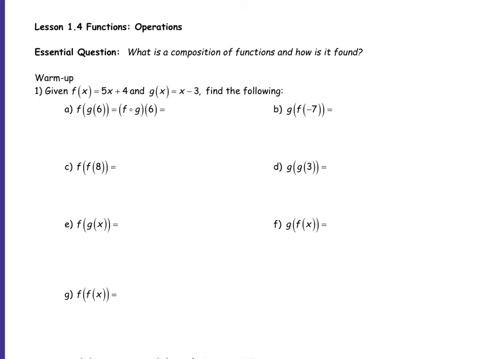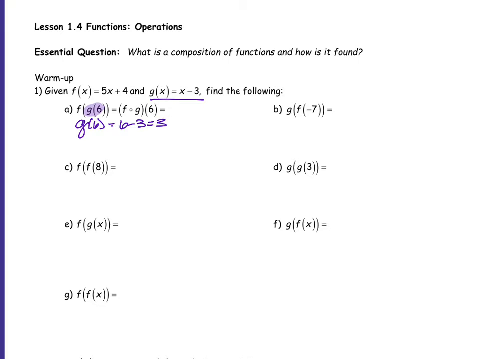All right, so remember, this says I'm going to find g of 6 first. So I'm going to find g of 6. In g, wherever there's an x, I'm going to put 6. So I get 6 minus 3 equals 3.